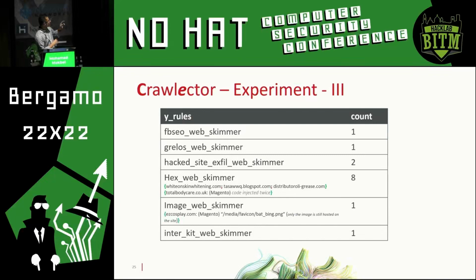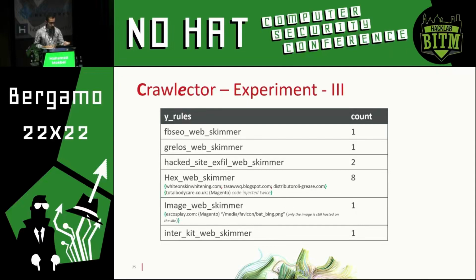The one in particular is this totalbodycare.co.uk. I don't know what happened at this point. It's a Magento site. It's part of the top 700 Alexa websites. The code is injected, the malicious code is injected twice. I don't know why. Perhaps the threat actor made a mistake or whatnot. It's functional, but it's injected twice.